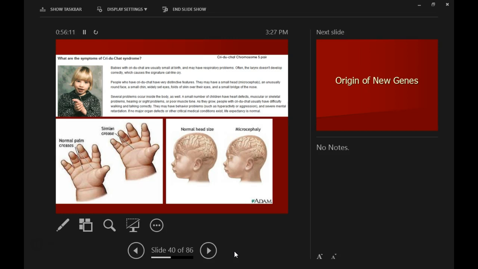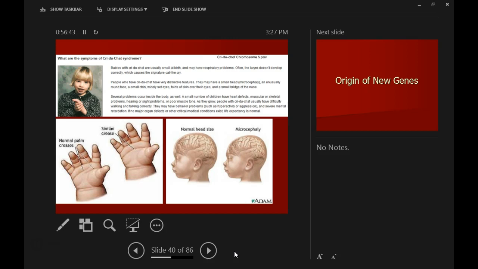A small number of children have heart defects, muscular or skeletal problems, hearing or sight problems, or poor muscle tone. As they grow, people with cri-du-chat usually have difficulty walking and talking correctly. They may have behavior problems such as hyperactivity or aggression and severe mental retardation. If no major organ defects or other critical medical conditions exist, life expectancy is normal.